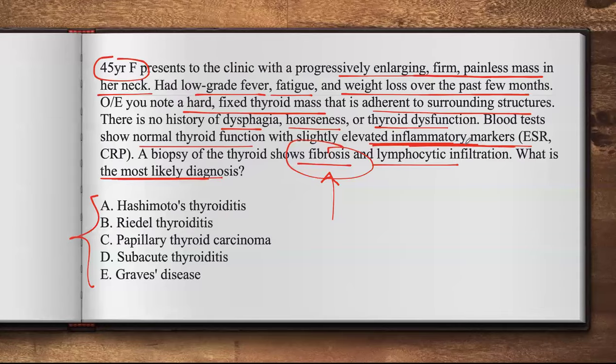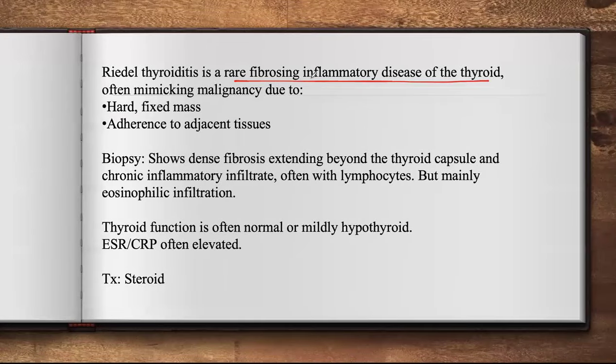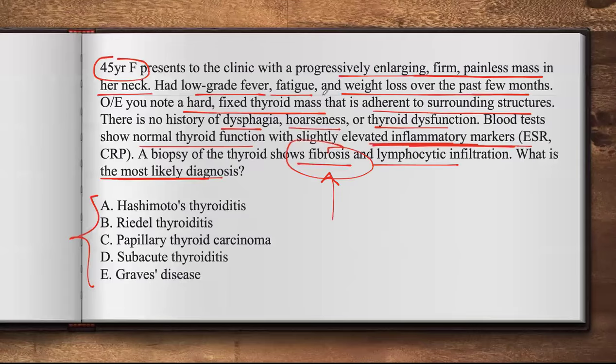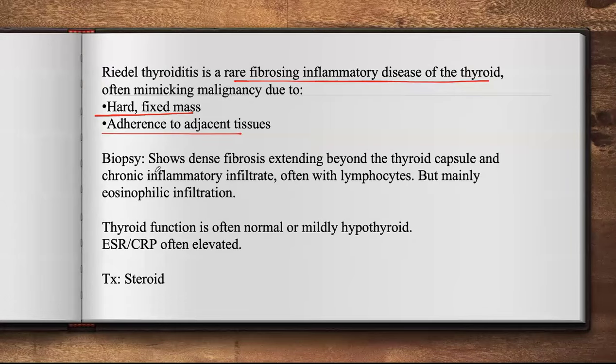If you know it, you can usually click. So it's an inflammatory fibrosing condition of the thyroid. Often it looks like a cancer, but biopsy confirms that it is not a cancer. So it's a hard fixed mass which is adherent to the adjacent tissue. We have got exactly the same thing, right? Hard fixed mass adherent to the surrounding structure. So that's what we find in Riedel thyroiditis.